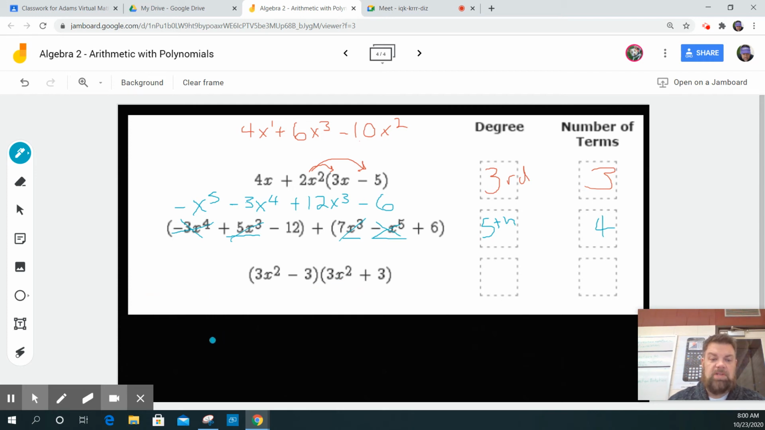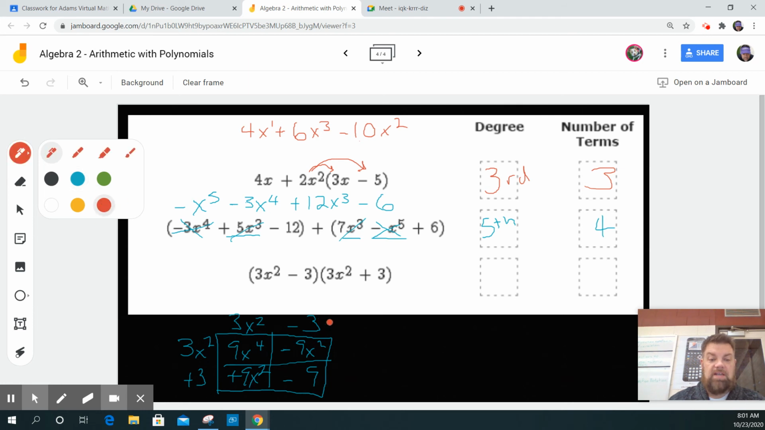Now on this next one, this is a difference of squares. If I were to multiply this out, I've got 3x squared minus 3 times the quantity 3x squared plus 3. This is 9x to the fourth. This is negative 9x squared. This is positive 9x squared. And then this is just negative 9.